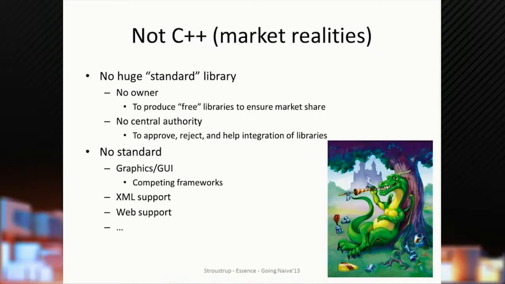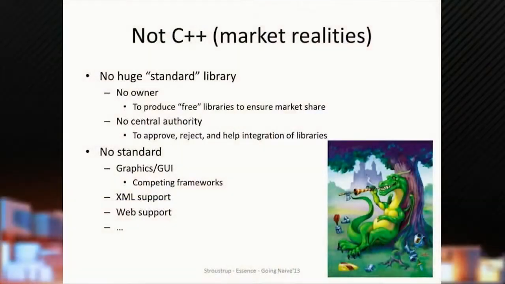There are also things that are not C++ for reasons that are regrettable, but they're market realities. There's no huge standard library because we don't have an owner, we don't have a sugar daddy that can produce free libraries to ensure market share. We would like to fix that. I'm sure Herb will say something about it. Yeah, he's got a big grin on. It's one of his favorite topics. And we have no central authorities to approve, reject, or help integration of libraries. Integration of libraries is very difficult. And we'd like to do much better than this. But for the moment, these are the market realities.